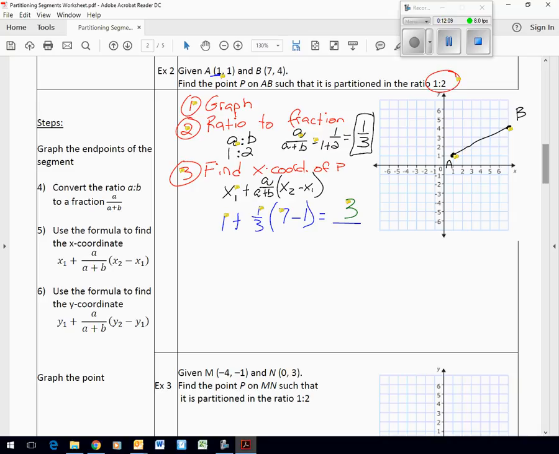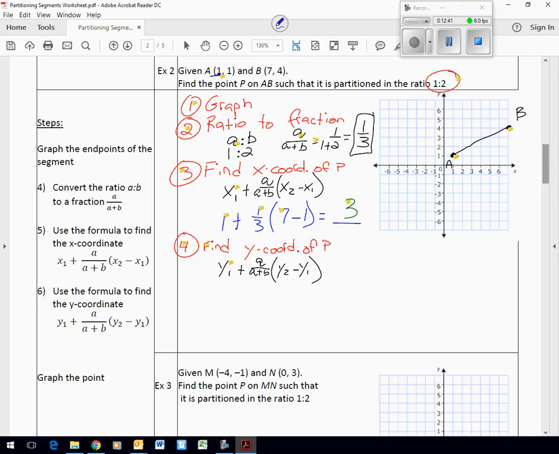Then I get the last step, guys. Well, the last mathematical step. Find the y coordinates of P. Finding the y coordinates is the same thing as the x's, except you just choose the y values instead of the x values. Same formula, right?